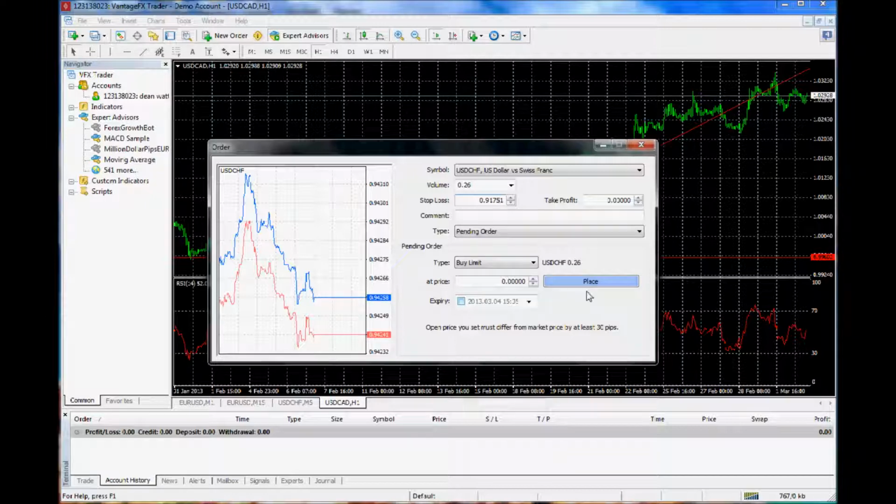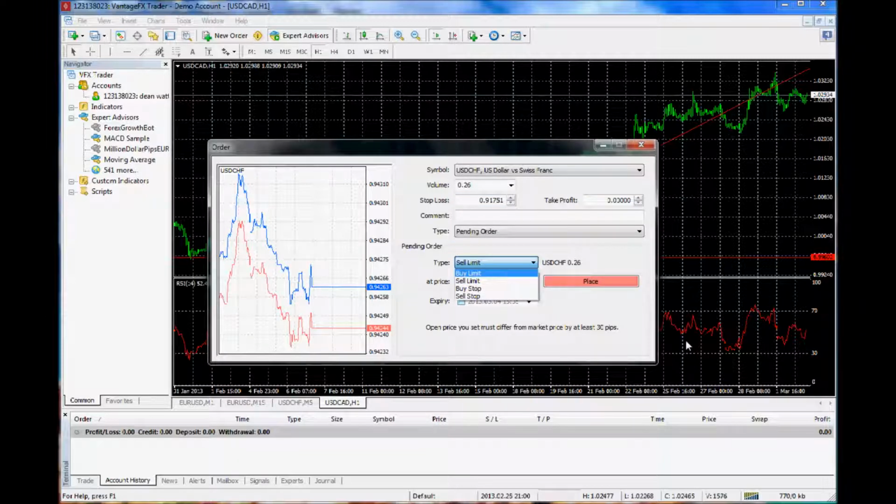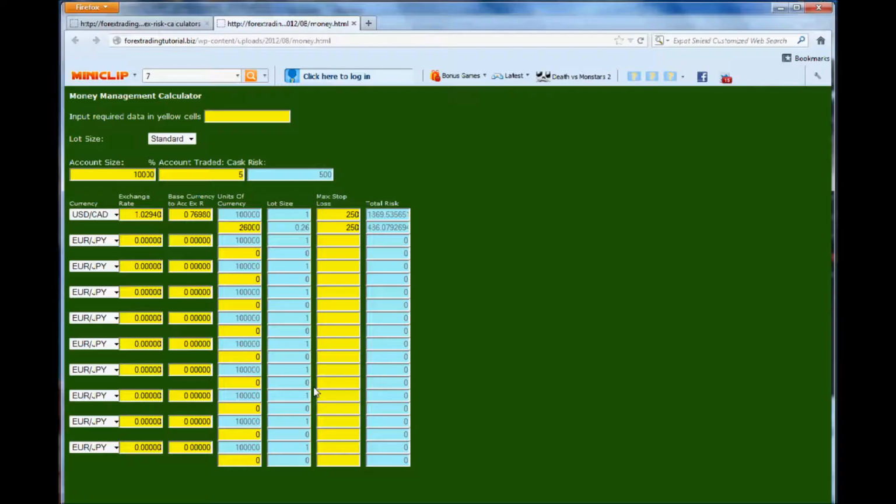And as soon as we've got that ready, we will just click on place, and then that will place our order. When the market reached our price, it would then make a buy. If we wanted to do a sell, we would just do it as a sell. So that's basically the way we would do that. So going back to here again, all it is, is very, very simple.